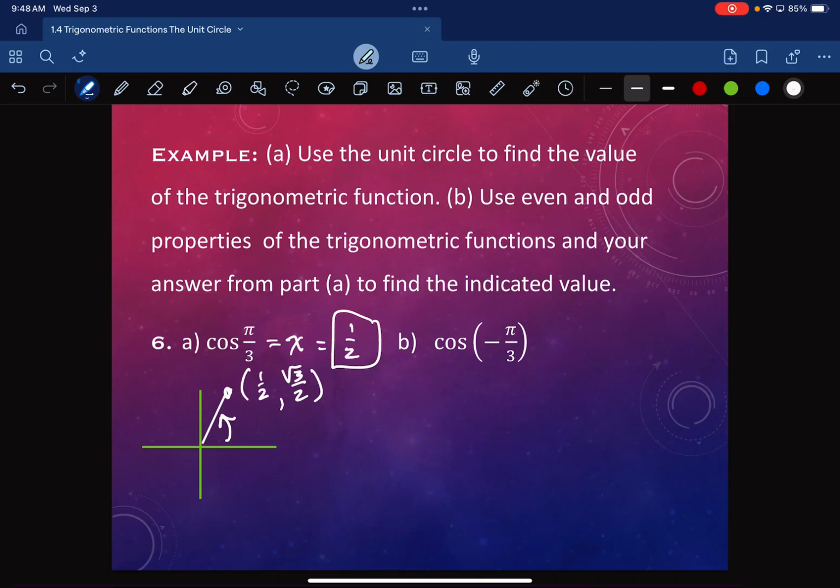But here's the cool thing. Cosine is an even function. Even functions mean, in essence, that the negative angle is the same as the positive angle. So when I'm looking at cosine of negative pi over 3, because it's an even function, it's the same thing as cosine of pi over 3. And what was the cosine of pi over 3? 1/2. So the cosine of negative pi over 3 is also 1/2. And this is the work you'd show for that.